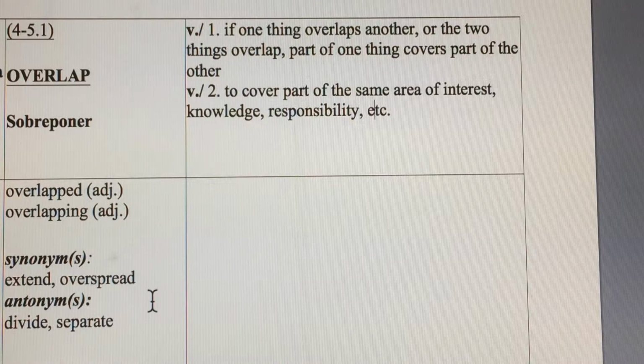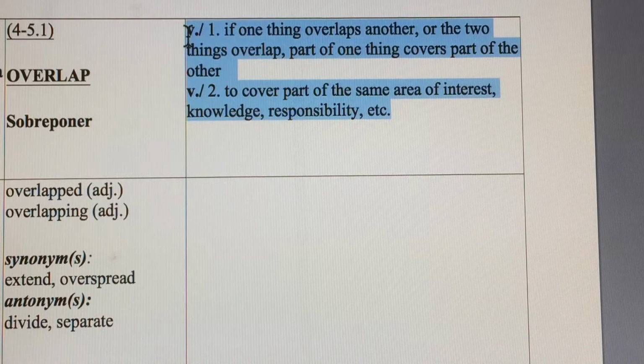Overlap has 3 syllables, and your emphasis or stress is on the third syllable, lap. So we say overlap, overlap. It is used only as a verb, and we have 2 definitions for you to learn. Let's take a look at the first definition.